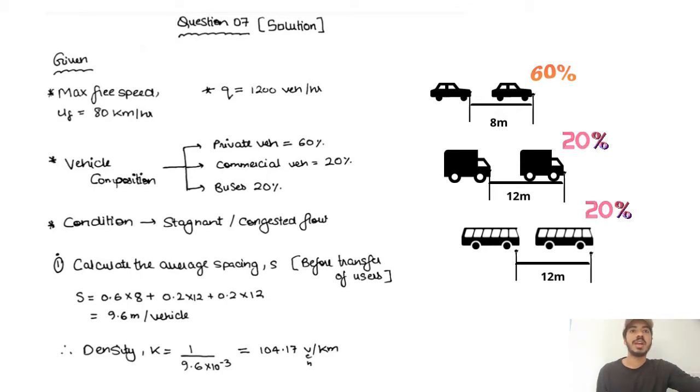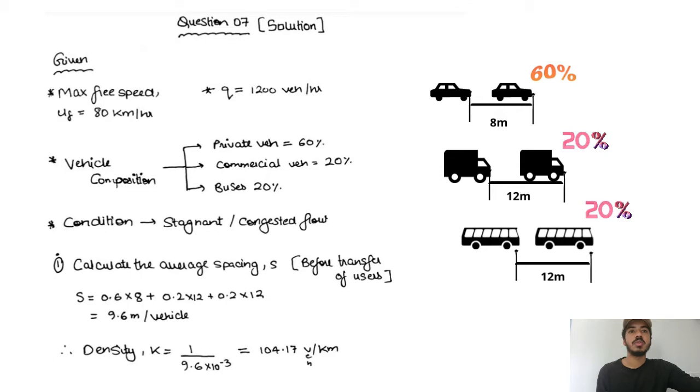So first we need to calculate the average spacing. Since we know the proportion of each category of vehicles, using that proportion, we can find the average spacing by using this formula. S is equal to 0.6, where 0.6 refers to 60% of private vehicles and 80 meters is the distance between the private vehicles, plus 0.2, which is 20%, into 12, which is the distance between consecutive commercial vehicles, and similarly goes with the buses as well. So after calculating, we found that the average spacing per vehicle is 9.6 meters per vehicle.